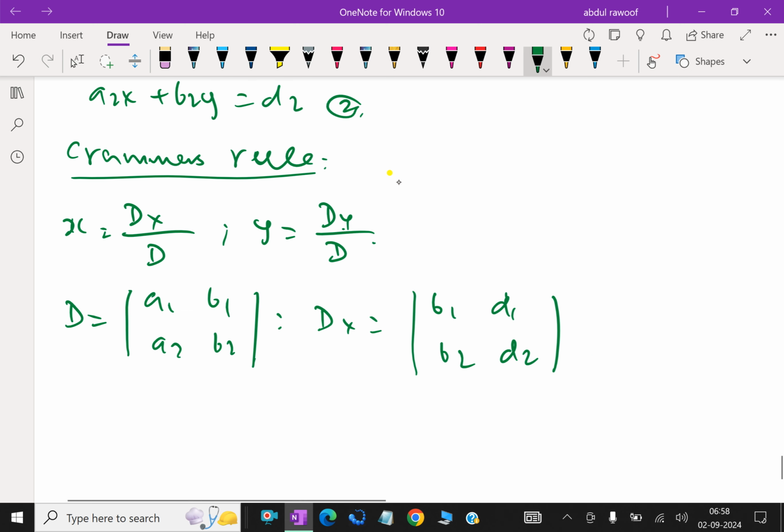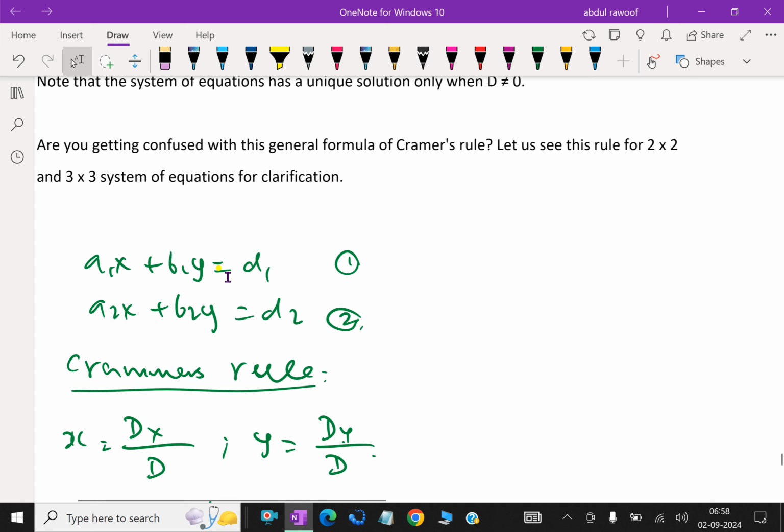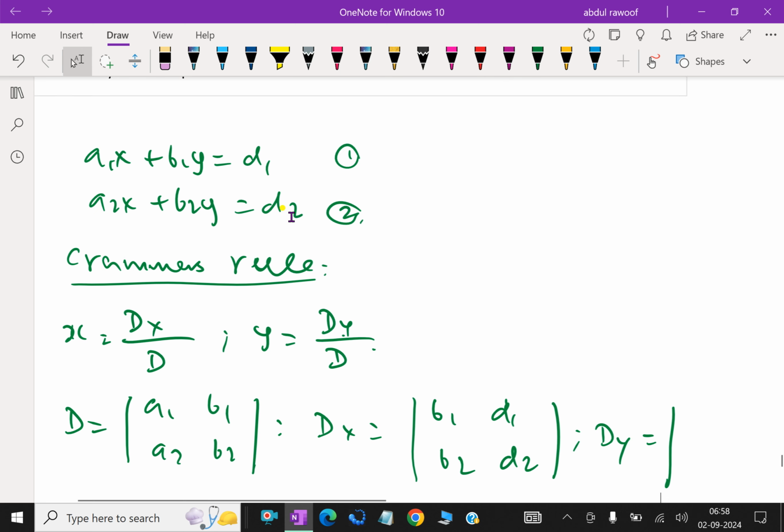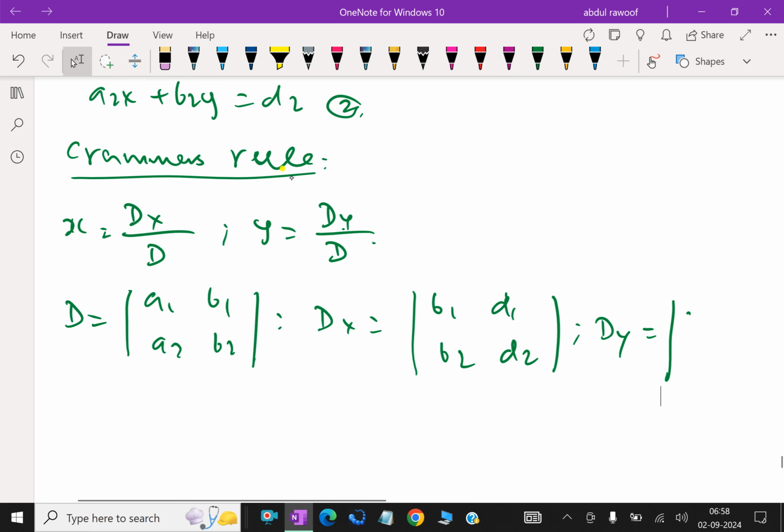Next is the determinant of y, which means don't take the y coefficients, but take the x and d columns, that is a1 d1, a2 d2. By using these three determinants, we can solve for what x and what y are.